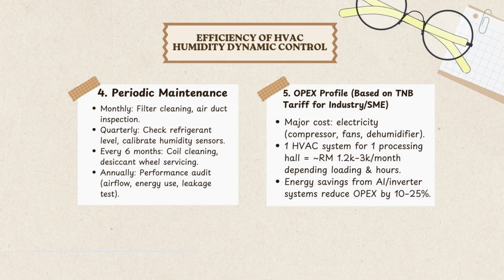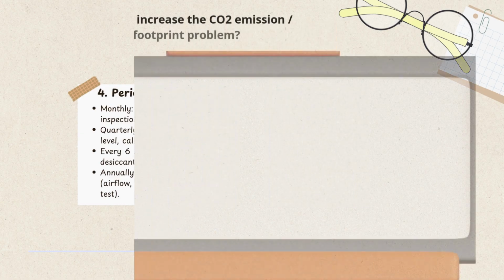Finally, for the OPEX profile, electricity is the major operational cost for small to medium food industries in Malaysia. A single HVAC system typically costs around 1,200 to 3,000 per month depending on usage. Implementing energy-efficient components and AI-optimized controls can lower operating costs by 10 to 25%.